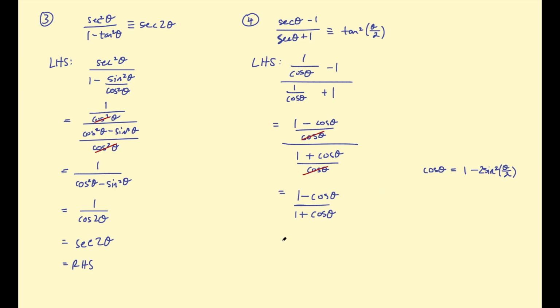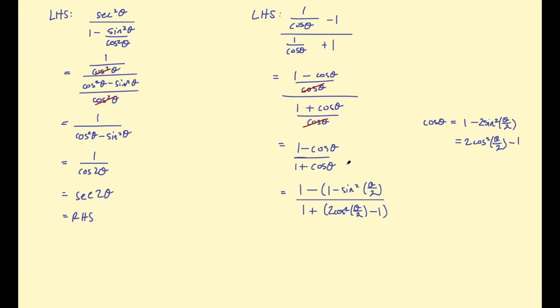So that's what we're going to do here, substituting in 1 take sine squared theta on 2 for this cosine theta in the numerator. So 1 take 2 sine squared theta on 2. And in the denominator, we're going to use the other identity, which was 2 cosine squared theta on 2 take 1. So in the denominator, we have 2 cosine squared theta on 2 take 1.